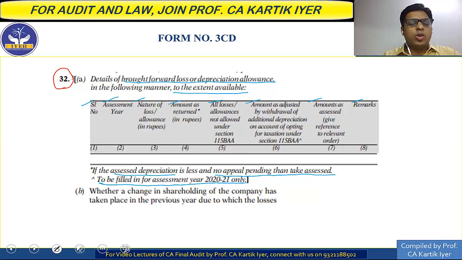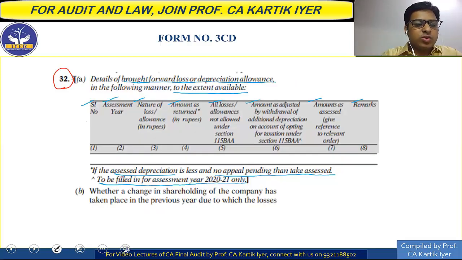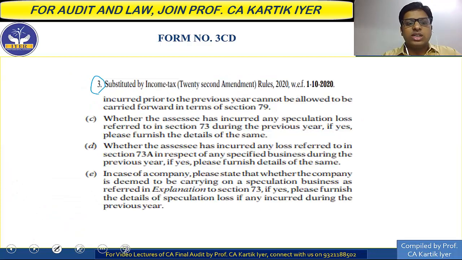Okay. Then your clause 32 continues, and here of course you can see this reference point number 3 here, and that same reference you can see here basically. Just a second, I'll just show it to you. You can see it here as 3. Okay. So this is substituted by the Income Tax 22nd Amendment Rules 2020 with effect from 1st of October 2020. Okay. So that is in place now.